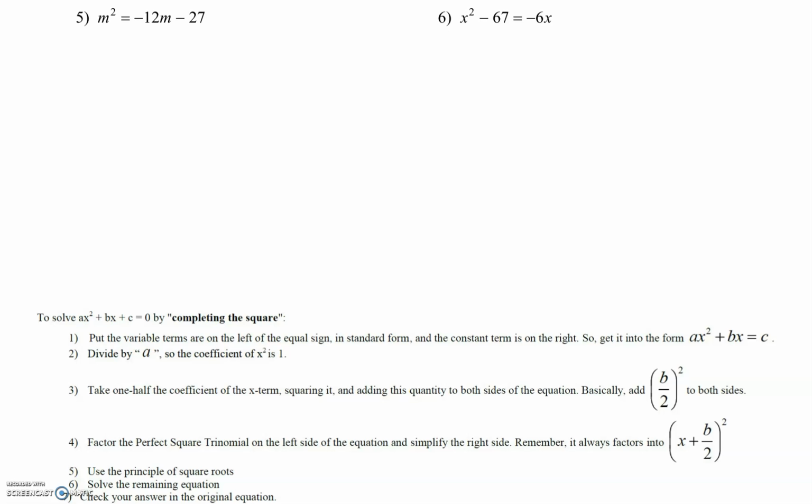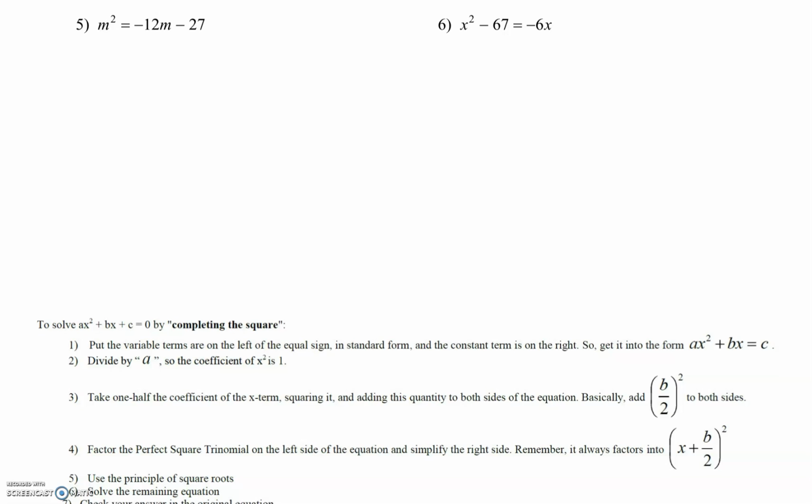So number 5, you see that our m squared is on the left, but our 12m is on the right. So we're going to have to move our 12m because he's lonely and he wants to be with his other m friend. So we're going to add 12m to both sides, and we have m squared plus 12m equals negative 27. Hey, now we're good to go. We got our m's on one side, our constants on the other.